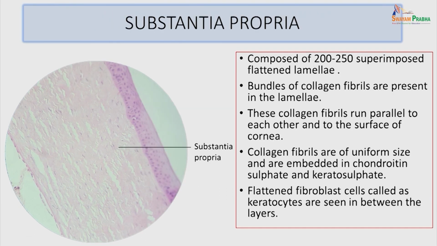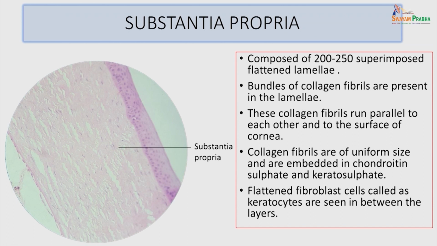Substantia propria is composed of 200 to 250 superimposed flattened lamellae. Bundles of collagen fibrils are present in the lamellae. These collagen fibrils run parallel to each other and to the surface of the cornea. Collagen fibrils are of uniform size and are embedded in chondroitin sulfate and keratosulfate.